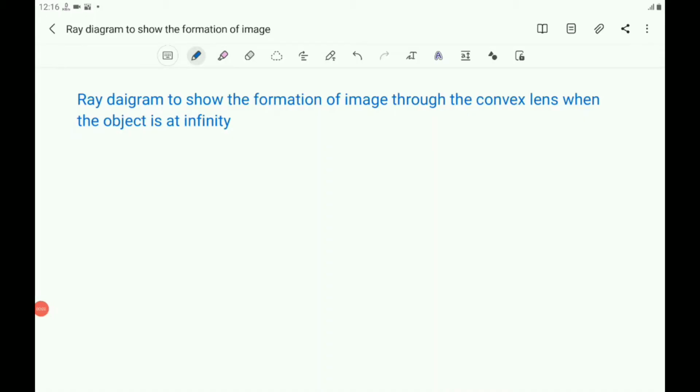Children, it is a part of the light chapter of class 10. Now let us discuss the ray diagram to show the formation of image through the convex lens when the object is at infinity. Now let us observe the ray diagram drawn by a student to show the formation of image through the convex lens when the object is at infinity.